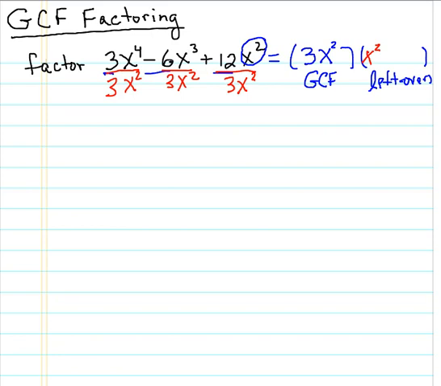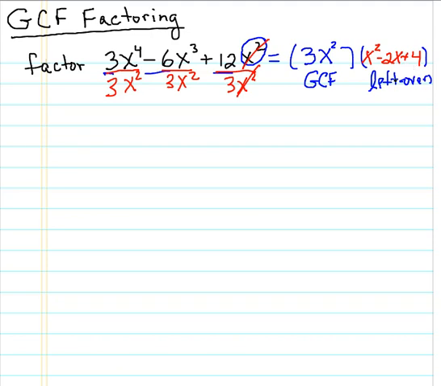Here we have negative 6 divided by 3 is negative 2. And then we have x cubed divided by x squared gives us x to the first power. And finally, we have 12 divided by 3 is 4. And x squared divided by x squared, those cancel out, so there's no x term. So our factoring is now complete. We have 3x squared times x squared minus 2x plus 4.